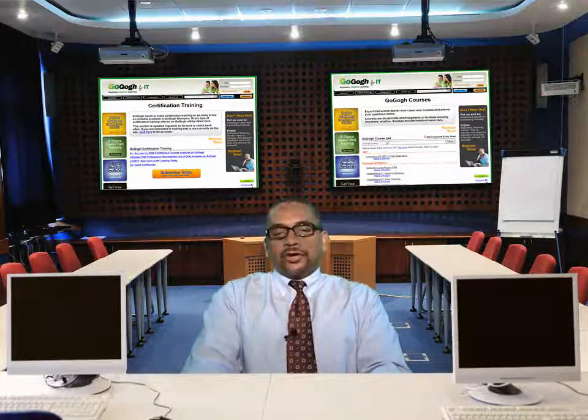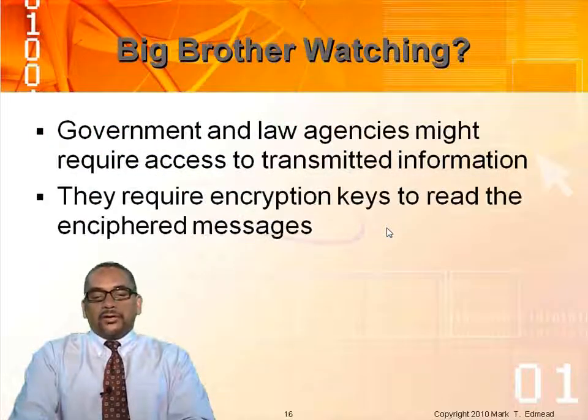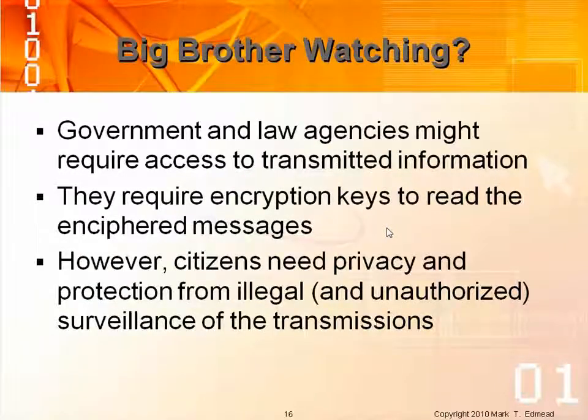So you really need to talk to the legal department to determine what the current legal issues are with encryption and how strong encryption can be. Because sometimes if you encrypt something that is too strong, the government won't let you do that. And so you really need to look at some of the laws regarding that, because they might require encryption keys to read those messages before they go out.